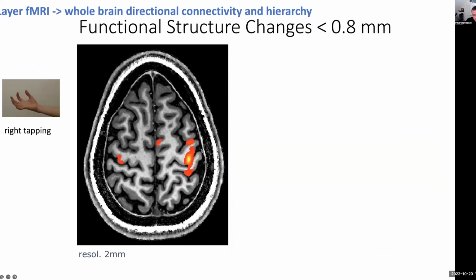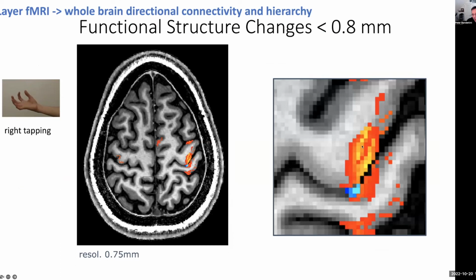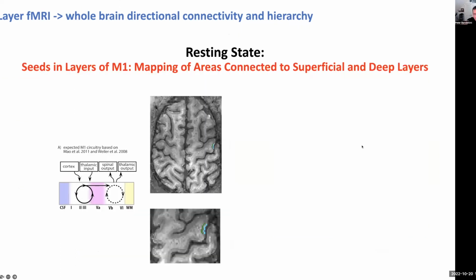And the reason why is because if you go down to about 0.75 millimeter, you get something that goes from a blob down to what looks like two very discrete lines. And this is looking at motor cortex just with simple finger tapping. And we've been able to map this sort of activity and connectivity. This is just an example.